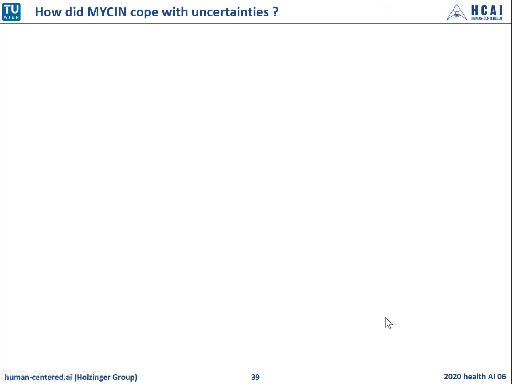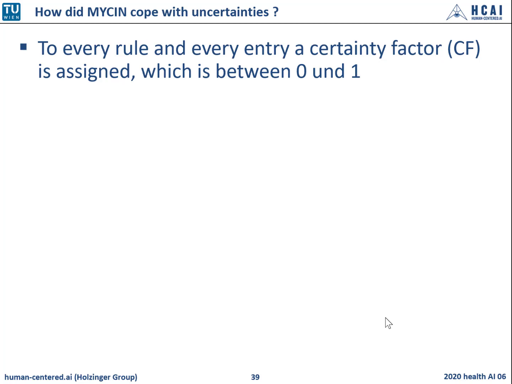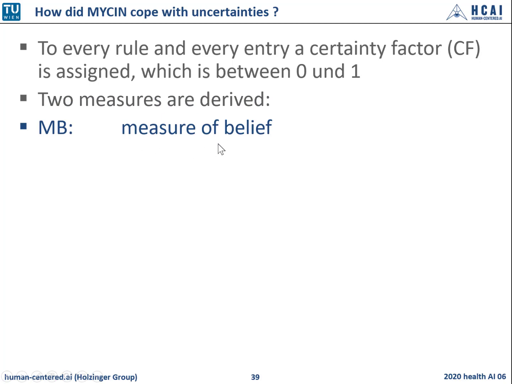So how did Mycin cope then with these uncertainties? Shortliffe was of course aware of the problems involved with classic logic, and what he introduced was very, very interesting. To every rule and every entry, he provided a certainty factor, CF, which is normalized between 0 and 1. And two measures are derived then: the measure of belief and the measure of disbelief.